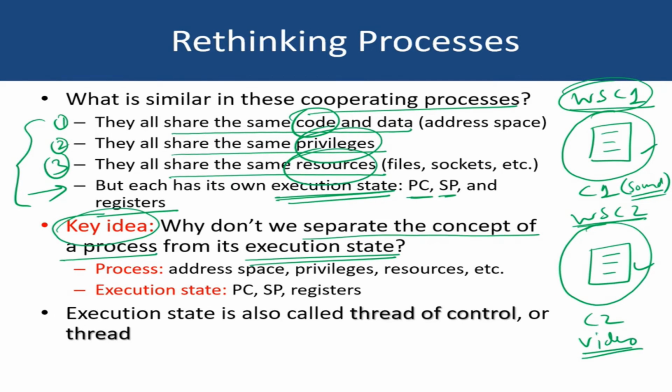So threads essentially separate the concept of a process from its execution state. Process here represents the address space, the privileges, and resources that are needed for executing the process. And the execution state refers to the state of the program counter, the stack pointer, and the register files. The execution state is also called a thread of control, or simply a thread.